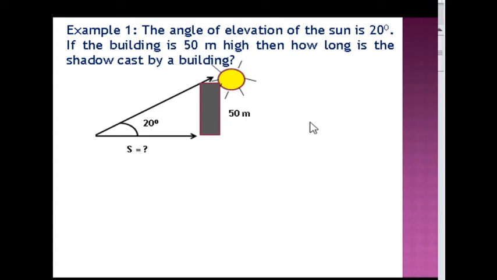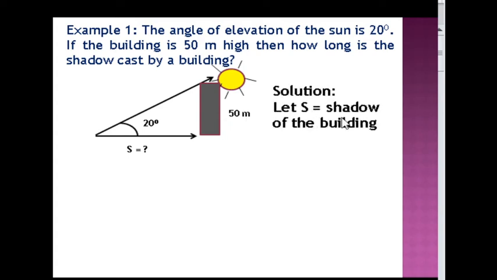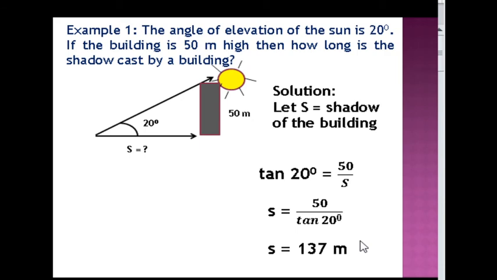So solving this, we let S be equal to the shadow of the building. Using tangent function, tangent 20 degrees is equal to 50 meters over S, wherein 50 meters is the opposite of the angle of elevation, which is 20 degrees, and the adjacent side is S. So from here, S is equal to 50 divided by tangent 20 degrees. Solving this in a scientific calculator, S is equal to 137 meters.